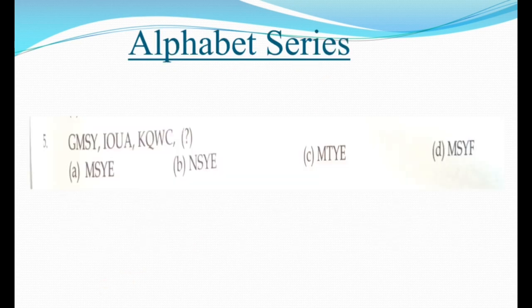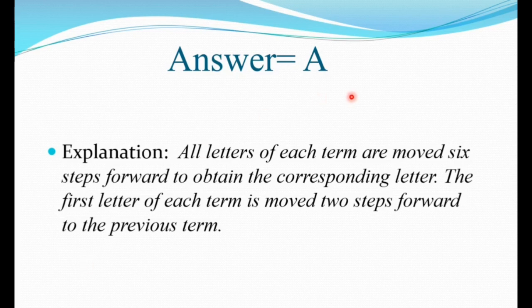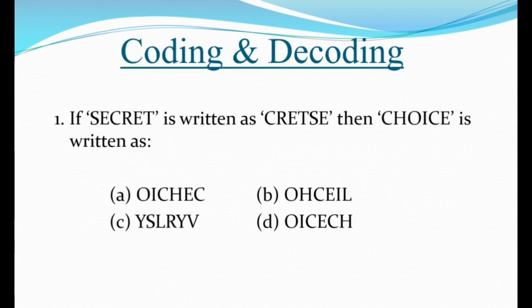Next question. G, M, S, Y, I, O, U, A, K, Q, W, C, question mark. So, what will be the best sequence or the best relationship for this question? Okay, here's the answer for you. Option A. All letters of each term are moved 6 steps forward to obtain the corresponding letters, and the first letter of each term is moved 2 steps forward to the previous term.